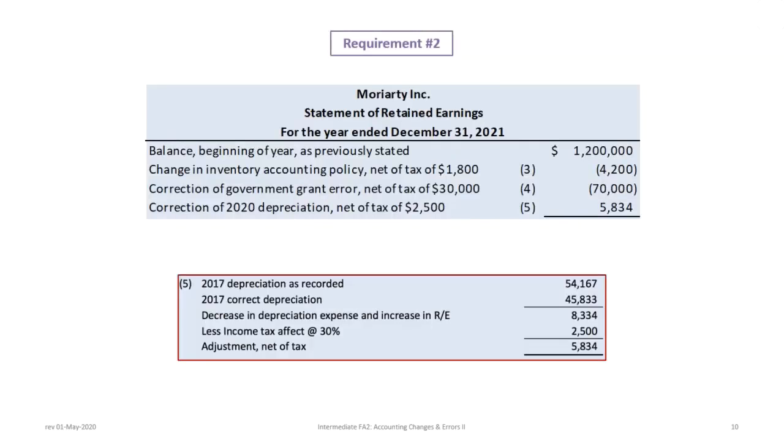Next item will be the depreciation expense correction. In note 5 here, the depreciation expense recorded was $54,167. The depreciation should have been $45,833. Because the depreciation was too high, we need to adjust the retained earnings for $8,334, the difference between the two. And then, of course, adjust for 30% tax, so 30% of that is $2,500. Resulting in a net addition to retained earnings of $5,834.